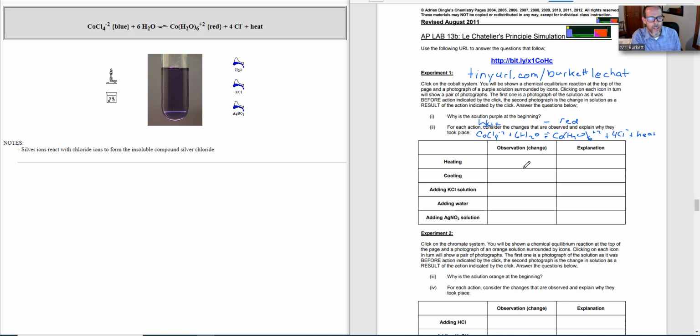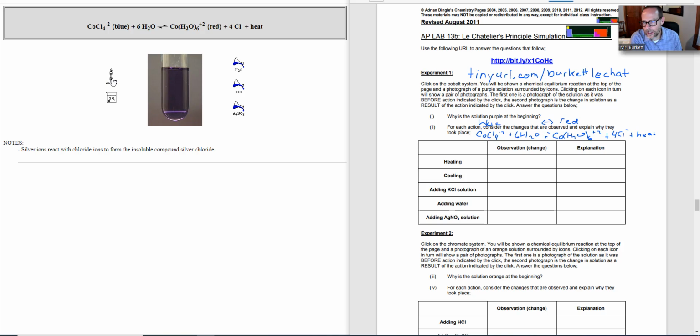All right. So if you notice, our picture is purple. So we would say that currently we are at equilibrium. There must be equal parts CoCl4 2- and Co(H2O)6 2+. And notice there's 5 things we're going to do. We're going to heat it, we're going to cool it, we're going to add KCl, we're going to add water, and we're going to add silver nitrate solution. So all you're going to do is click on one of these little icons.